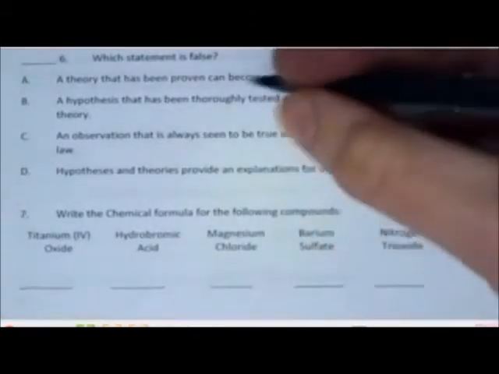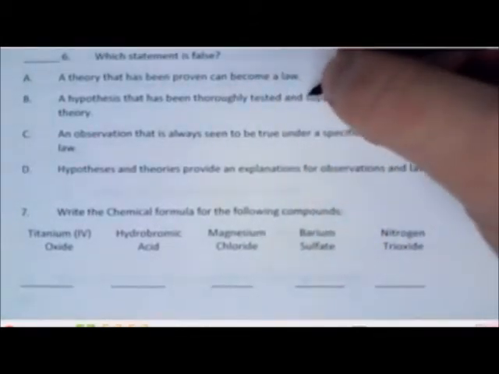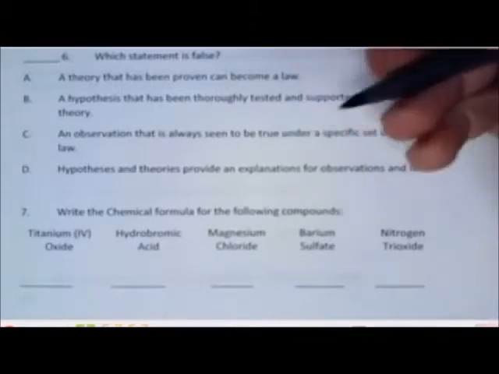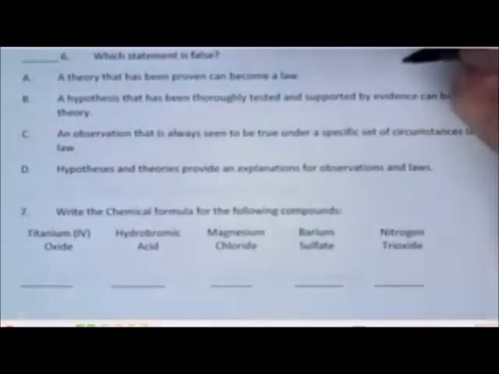Which statement is false? A theory that has been proven can become a law. A hypothesis that has been thoroughly tested and supported by evidence can become a theory. An observation that is always seen to be true under a specific set of circumstances is a law. And the hypothesis and theories provide explanations for observations and laws. Well, a hypothesis, while not proven yet, strives to find an explanation for observation. A theory has been usually thoroughly proven and does provide explanation.